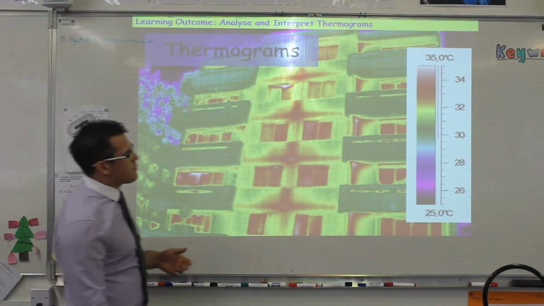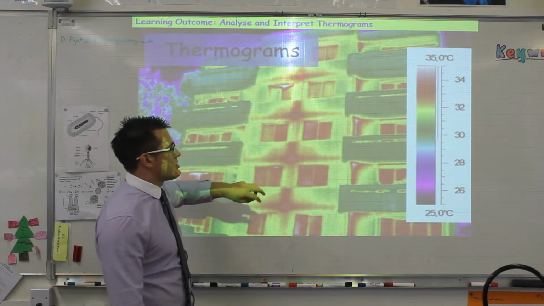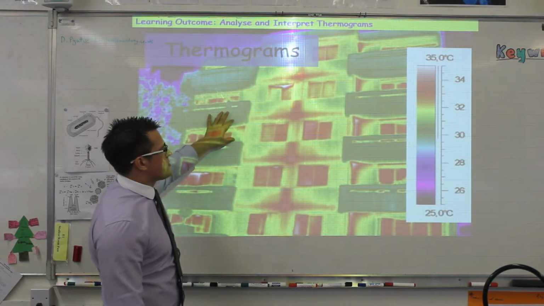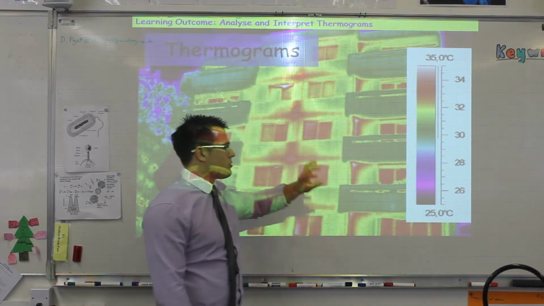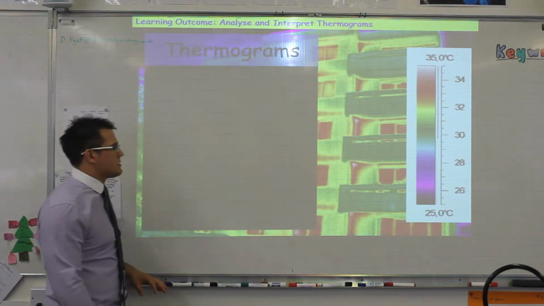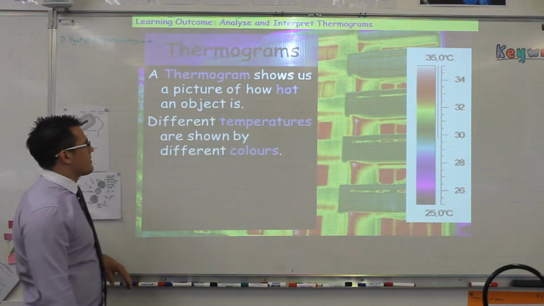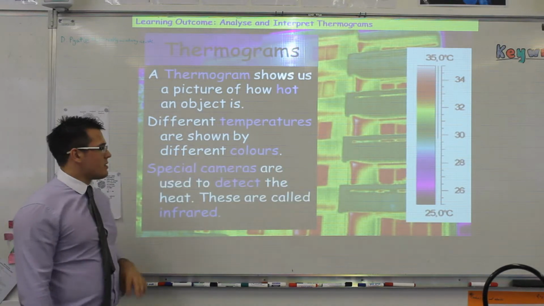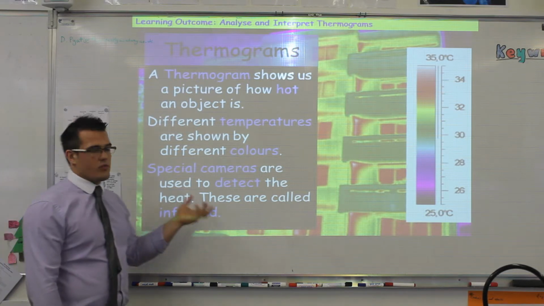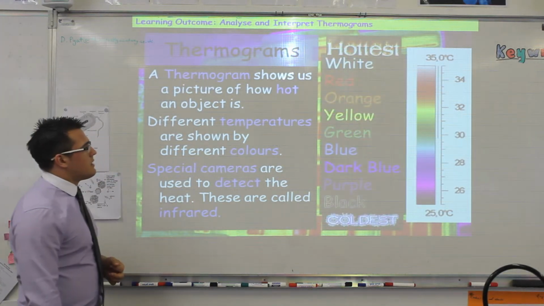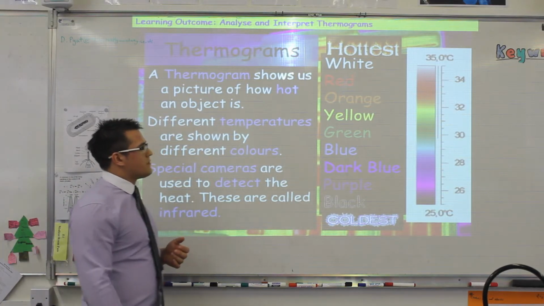Now the temperature scale here indicates the temperatures that are hottest and coldest. So white hot is considered to be the absolute hottest, and going to red, orange, yellow, green, blue, indigo, violet being cold, and then black finally being the absolute coldest. So it shows us a picture of how hot an object is. The different temperatures are represented by different colours, and we use an infrared camera to detect the infrared radiation being emitted. And that shows you the different colours representing different temperatures.